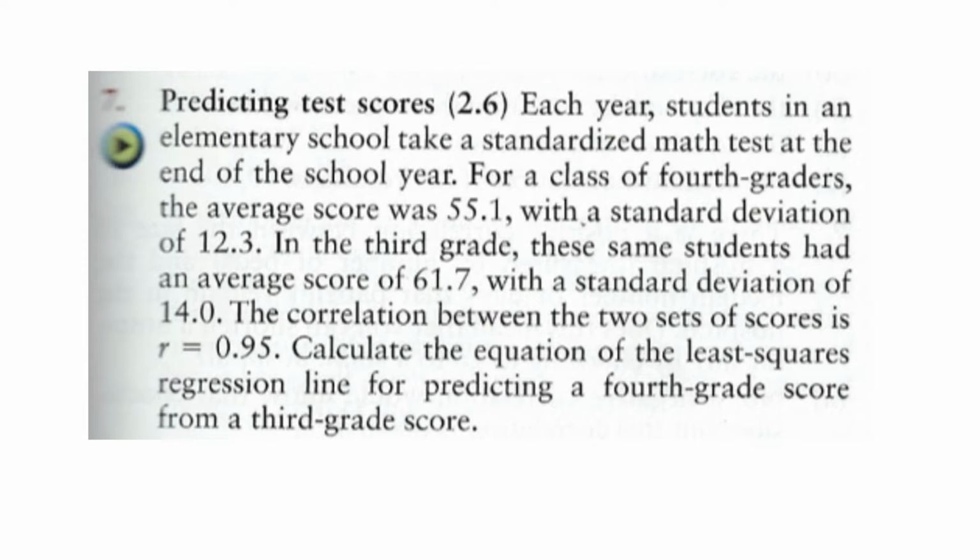These same students in the third grade had an average score of 61.7 with a standard deviation of 14. The correlation between the two sets of scores is 0.95, so very high correlation, because remember the highest it can be is just positive 1. The lowest it can be is negative 1. So we now are going to calculate the equation of the least squares regression line for predicting a fourth grade score from that student's third grade score.